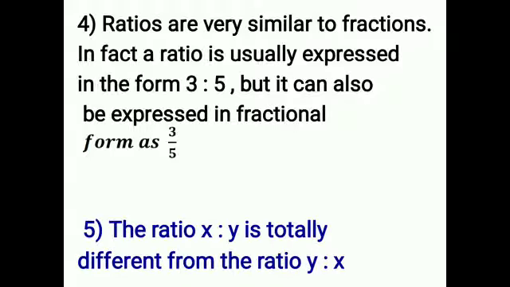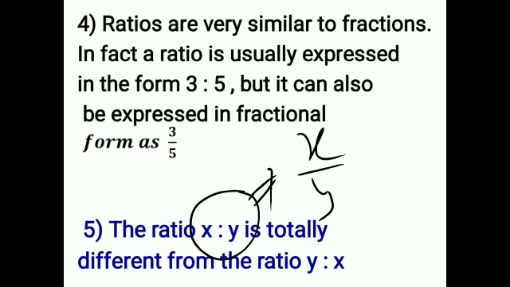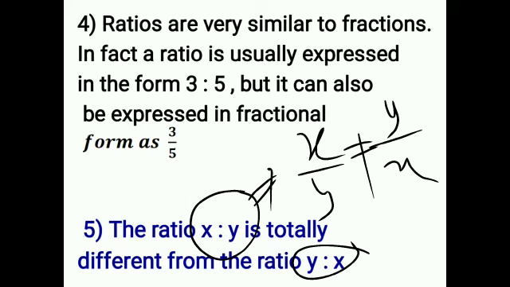Now the fifth one: the ratio x is to y is totally different from the ratio y is to x. Why? Because x is to y is a ratio and we can write it in the fractional form, x divided by y. What is the fractional form of y is to x? It is y divided by x. We know that x upon y is not equal to y upon x, correct? So these two ratios are completely different from each other. This is the fifth one.